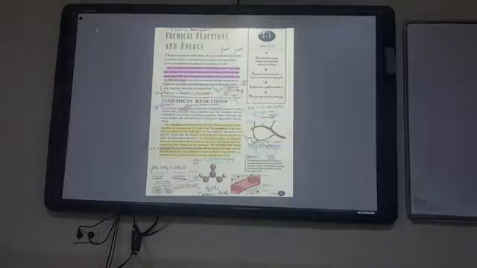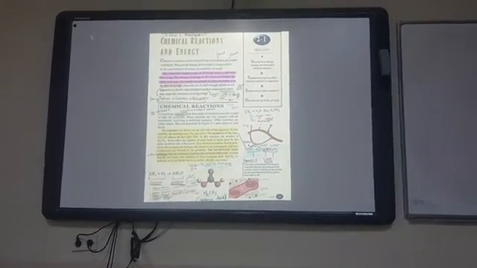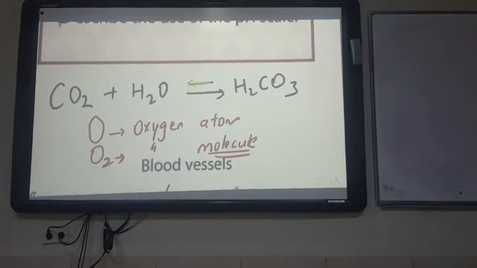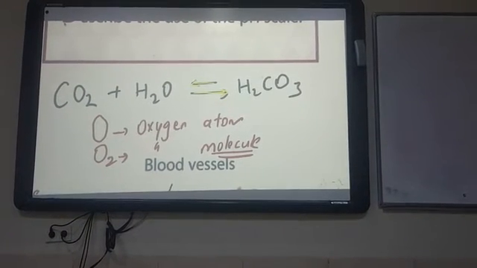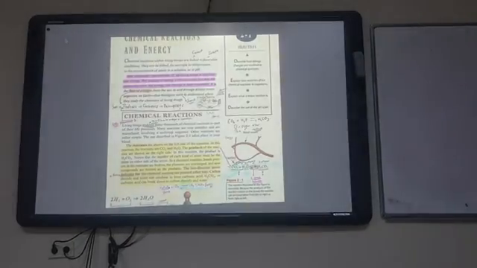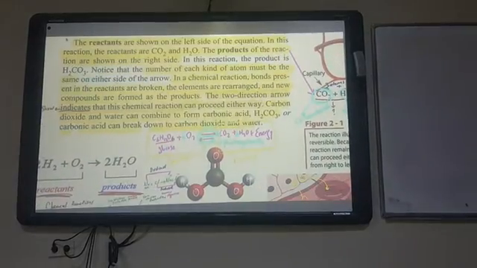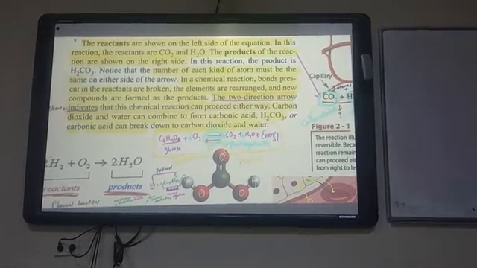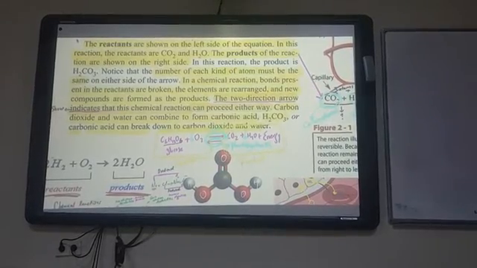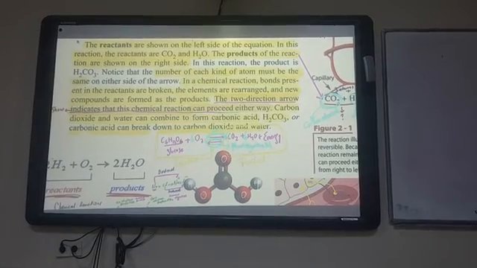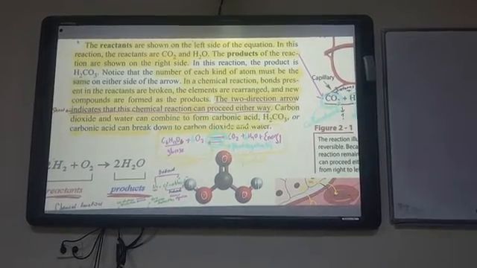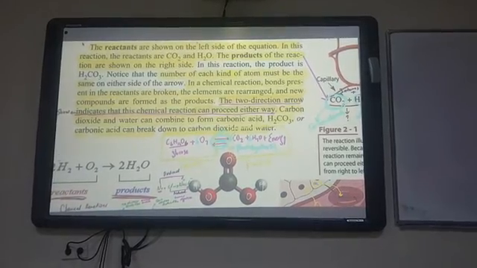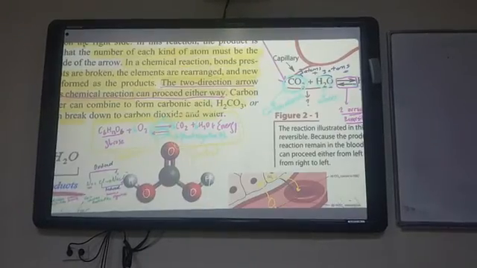Okay, and the two-direction arrow. This is also important. Let's see it from here. The two-direction arrow indicates that this chemical reaction can proceed either way, reversible. Is it clear? Yes. Two-direction arrow.